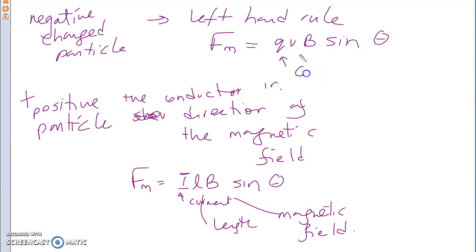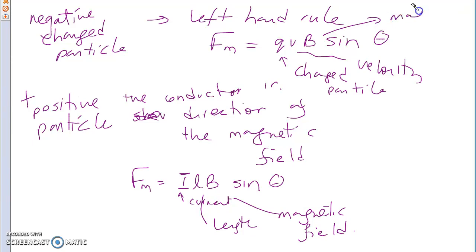Q, of course, is your charge. V is velocity. B is magnetic field. Okay, so charged particle, if it's a negative charged particle, left hand rule. If it's a positive charged particle or a conductor, right hand rule. Cool? Okay, this is the first right hand rule that we're talking about.